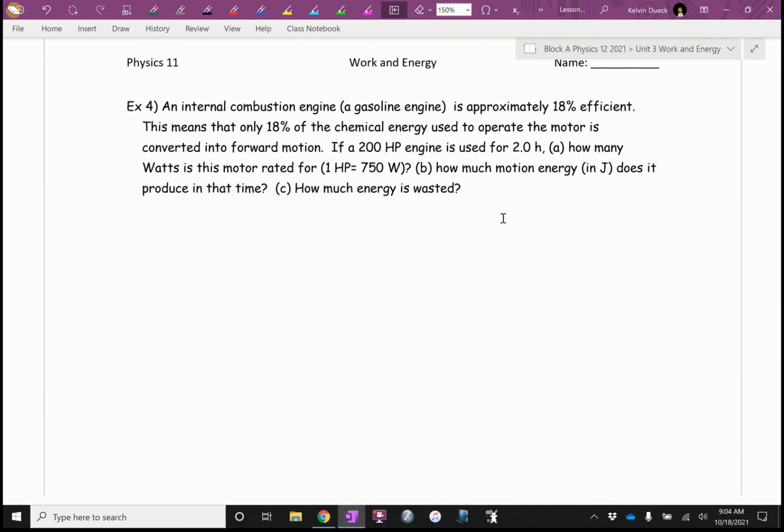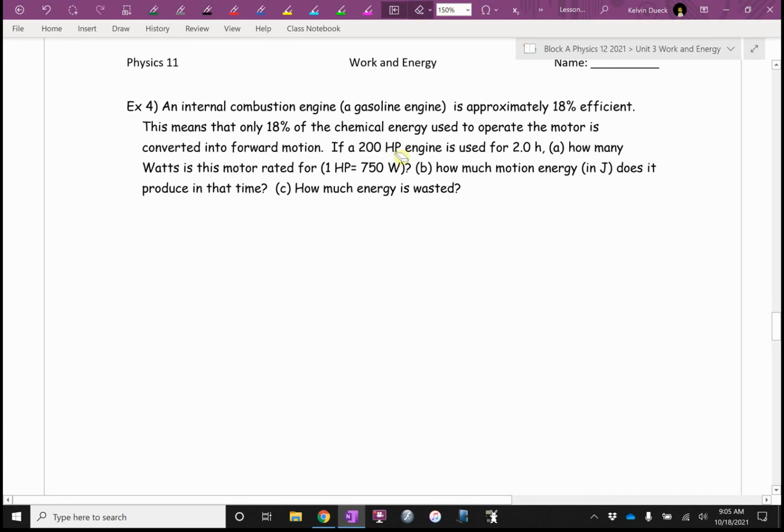They're terribly inefficient. This is why even if you have a hybrid which has a small internal combustion engine in it, the fact that you're getting most of your power and your drive from a much more efficient electrical engine, you're still coming out way ahead. Electrical engines are far more efficient. So this means that only 18% of the chemical energy used to operate the motor is converted into forward motion. The other 72% is wasted.